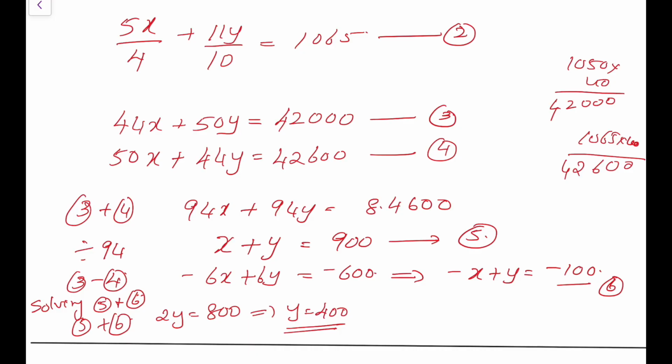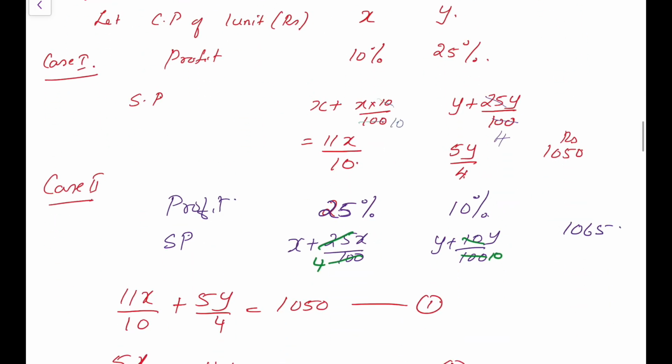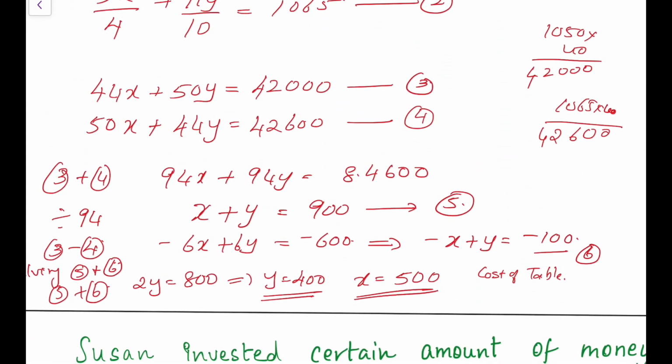Substituting in equation 5, you will get x is equal to 900 minus 400, which is 500. So cost of table, what did we take? The x as table. So x, the table, is 500. Cost of chair is 400. Hope it's clear.